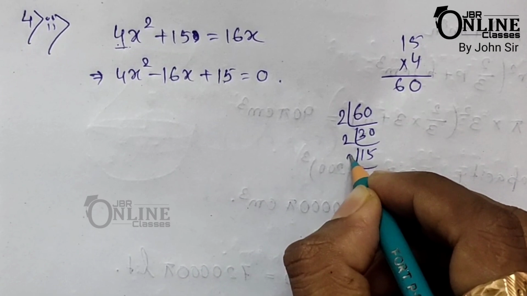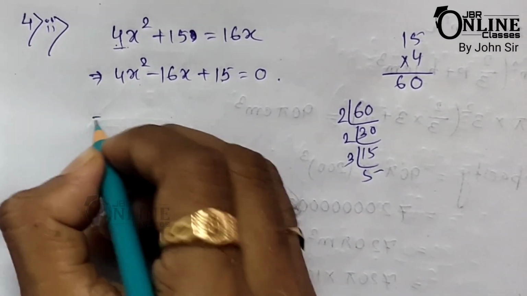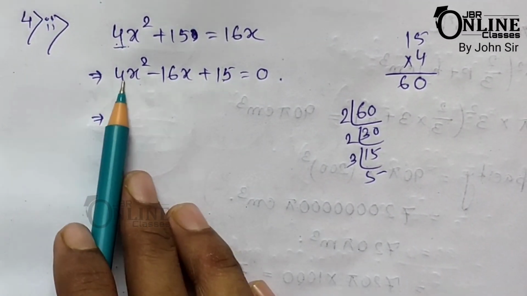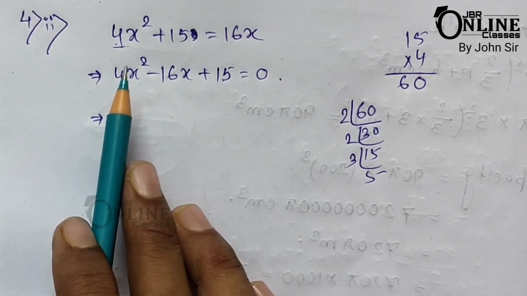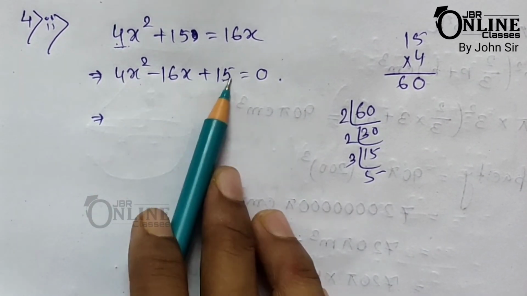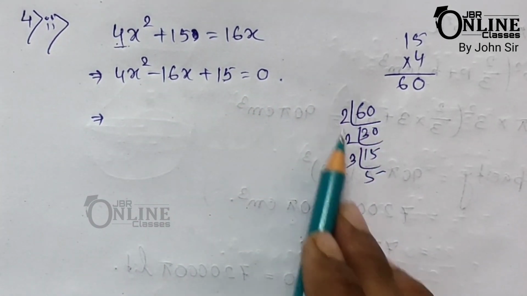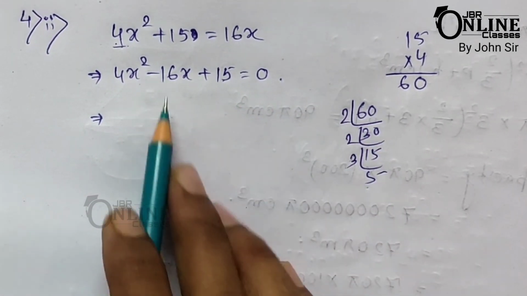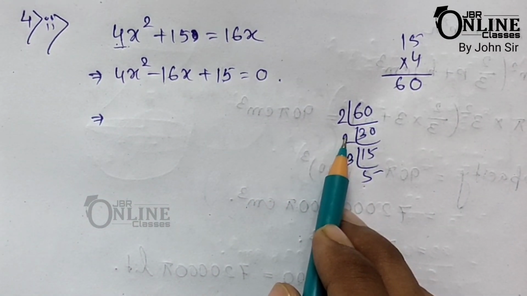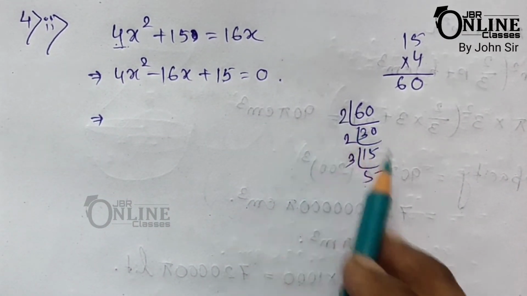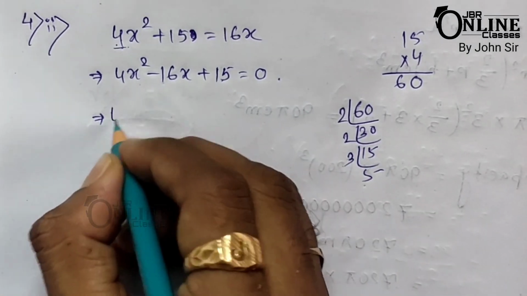Now you have to factorize 60. So if there is a coefficient with this x square term, then first you have to multiply the coefficient with the constant term and then you have to factorize. So now you have 2, 2, 3 and 5. You have to make 15. So here 5 into 2 becomes 10, and then 3 into 2 becomes 6. 10 plus 6 becomes 16.